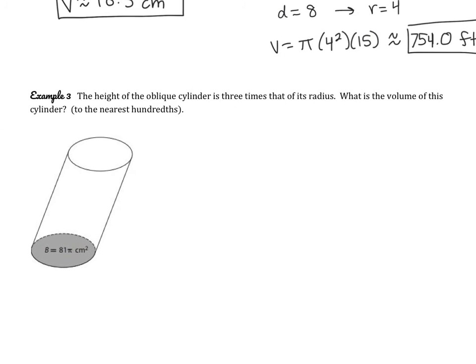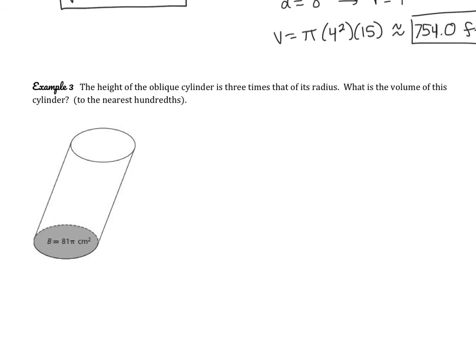Okay, and let's look down here at this last example. So here you can see that we have an oblique cylinder. It says the height of the oblique cylinder is 3 times that of the radius. What is the volume of this cylinder? So again, this height that we're looking for needs to be this perpendicular height. So it will be this height. So we do know that the height is 3 times the radius. However, we're not told the radius.